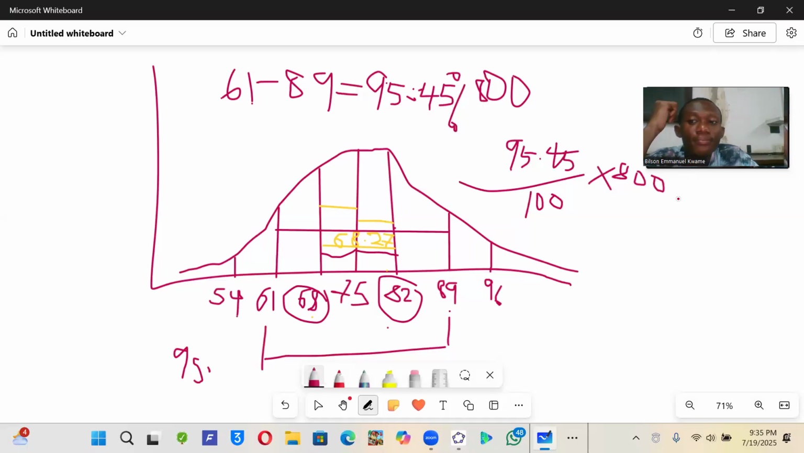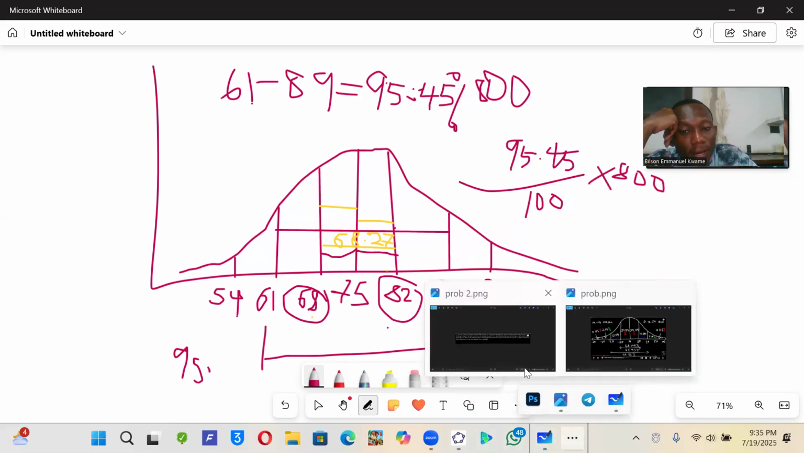Since we don't have a decimal, human beings can't be counted as a decimal. So we approximate our value to the nearest whole number. That becomes the number of students that had the marks between 61 and 89, right?